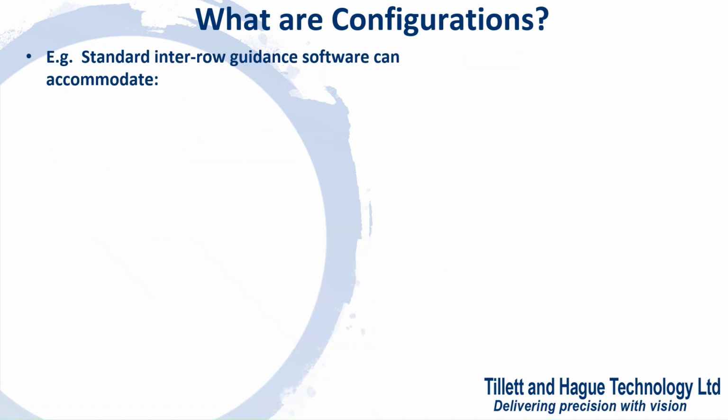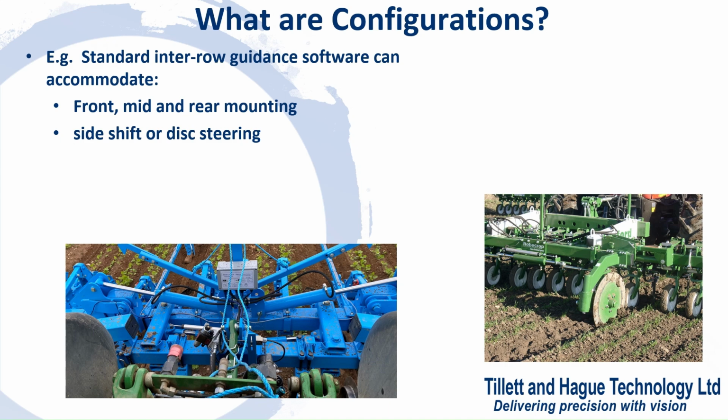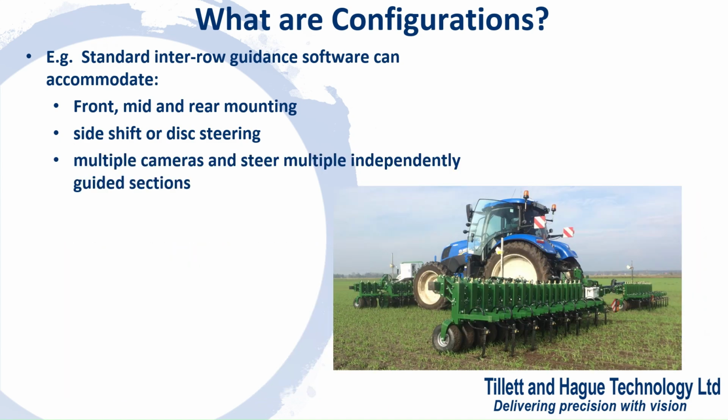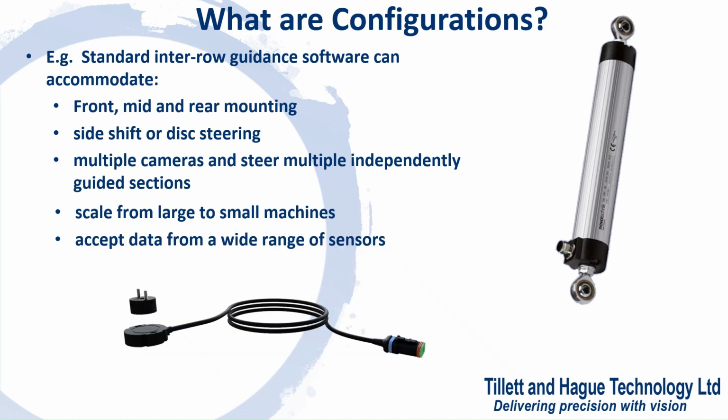So for example, our Intro guidance software can as standard accommodate front and rear mounting, side shift or disc and wheel steering. We can take data from multiple cameras and steer multiple independently guided sections, scaling from very large machines tracking tens of rows in a variety of patterns, to very small implements tracking as little as a single row. We can accommodate a wide range of sensor types, and in many cases take data from alternative sources. All of these can be accommodated just by changes to configuration files.